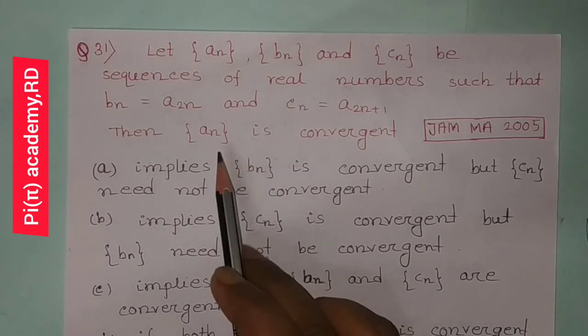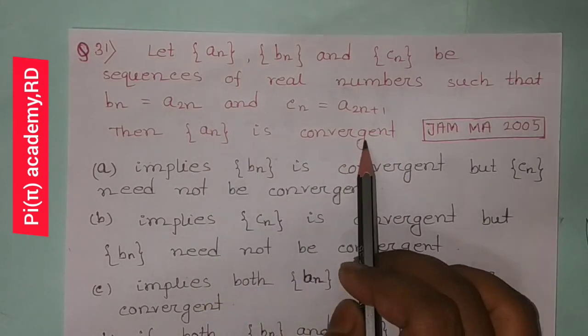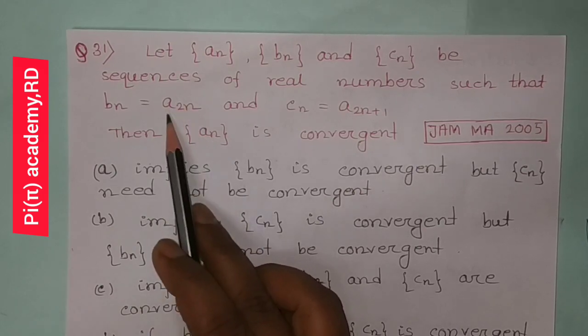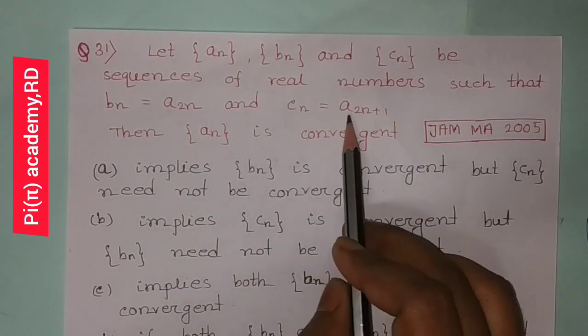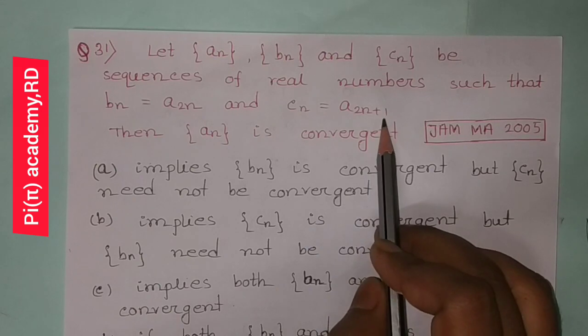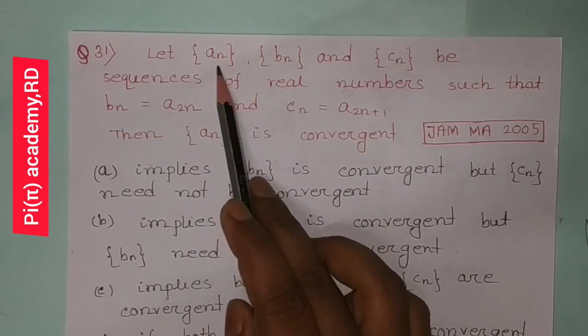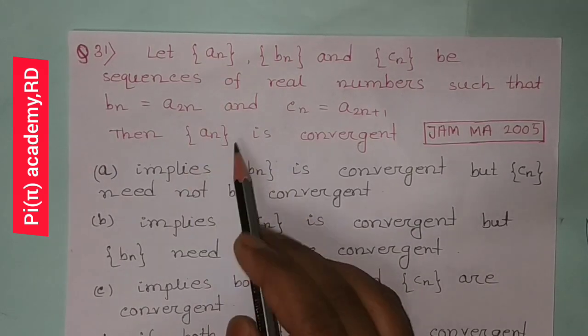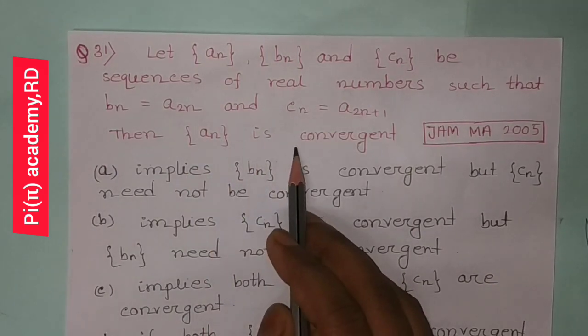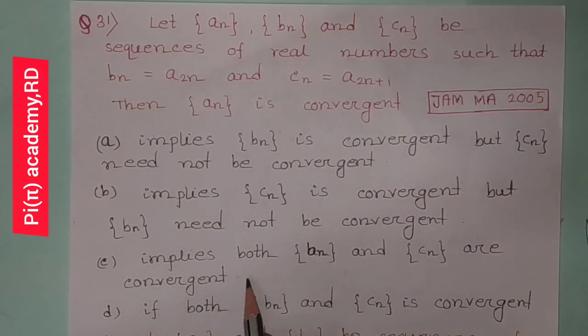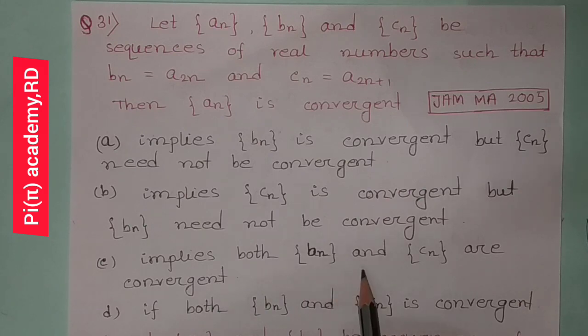We know that since sequence a_n is convergent and b_n equals a_{2n} and c_n equals a_{2n+1}, b_n and c_n are subsequences of a_n. Since the sequence a_n is convergent, therefore the subsequences are also convergent. Therefore our option C is true. This implies both b_n and c_n are convergent.